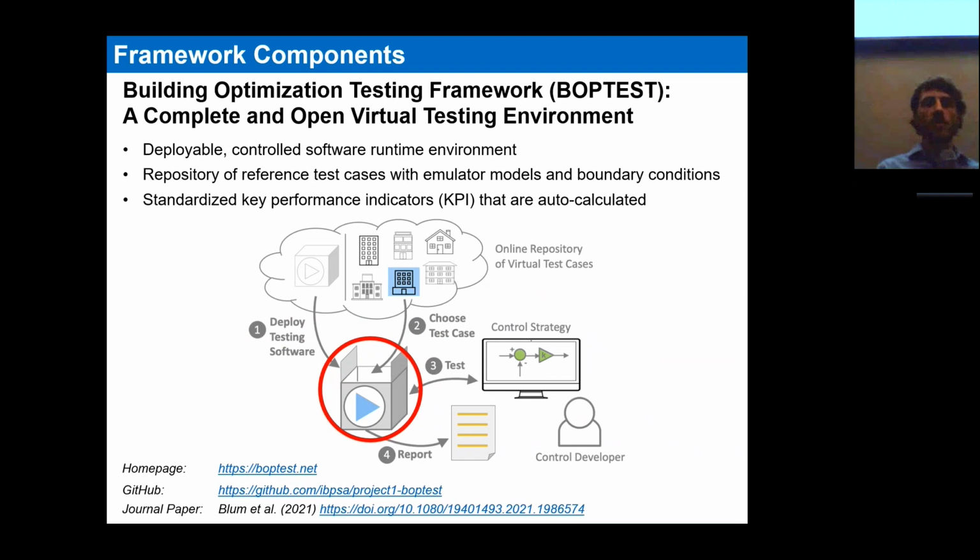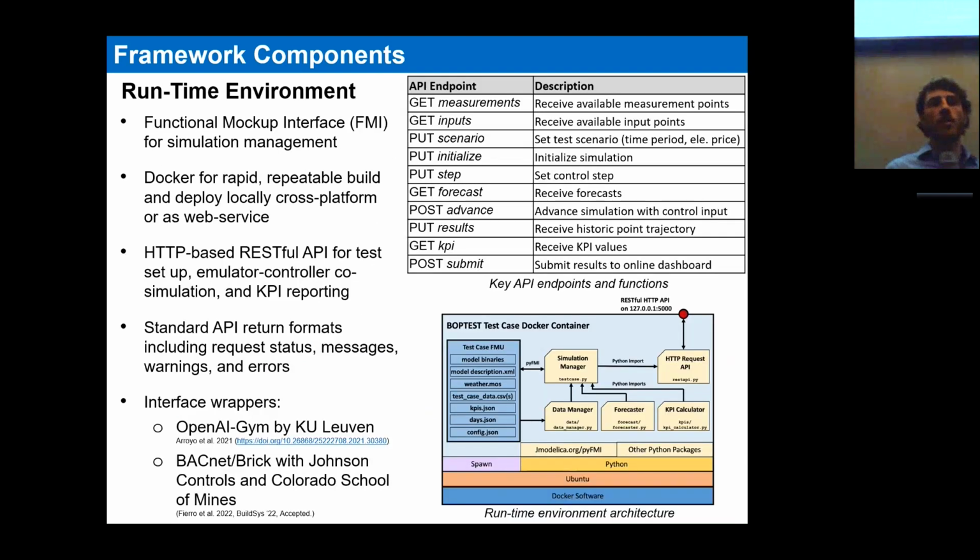First, I'll start with this runtime environment. It's a Docker container that a user can build locally, or it can also be built in the cloud, that uses the Functional Mockup Interface for simulation management. The use of Docker allows for rapid, repeatable building and deployment of the simulation runtime environment. And then what we do is expose an HTTP RESTful API that has a pretty basic set of functionality that a user could use to interact with the virtual building with their controller.